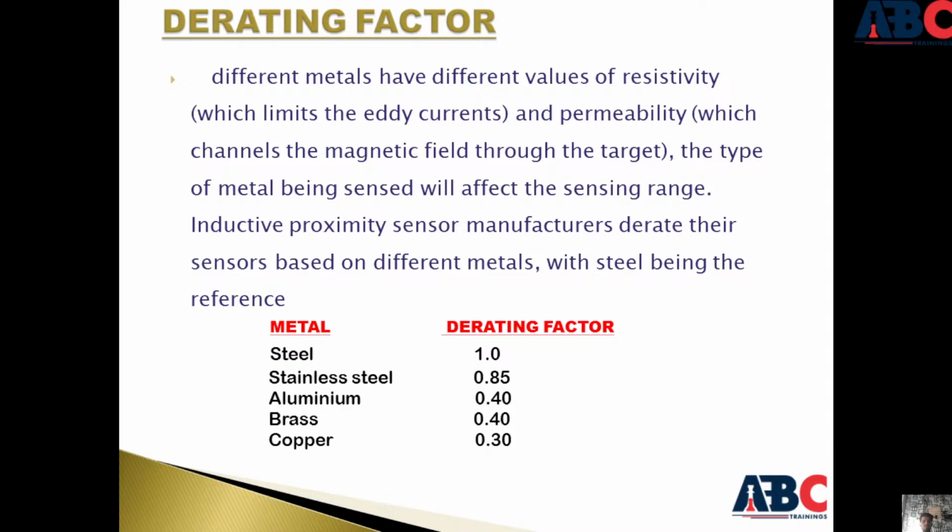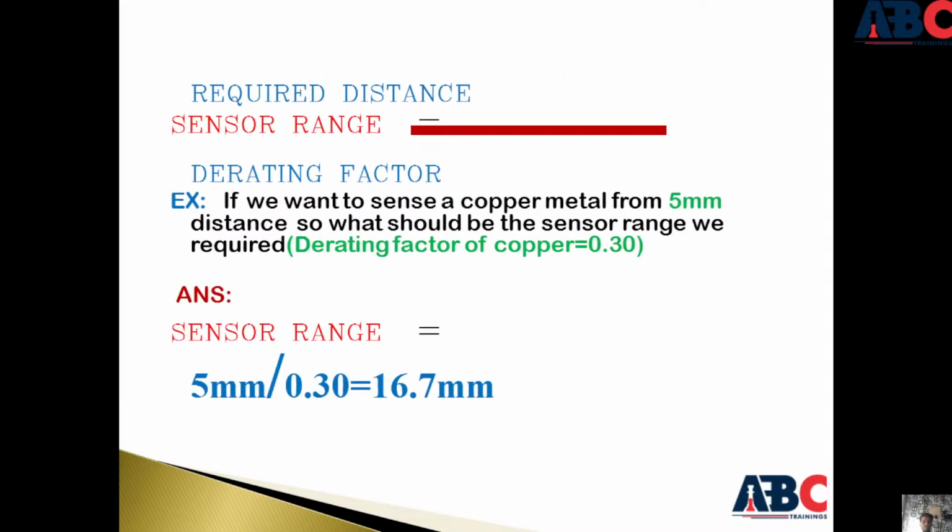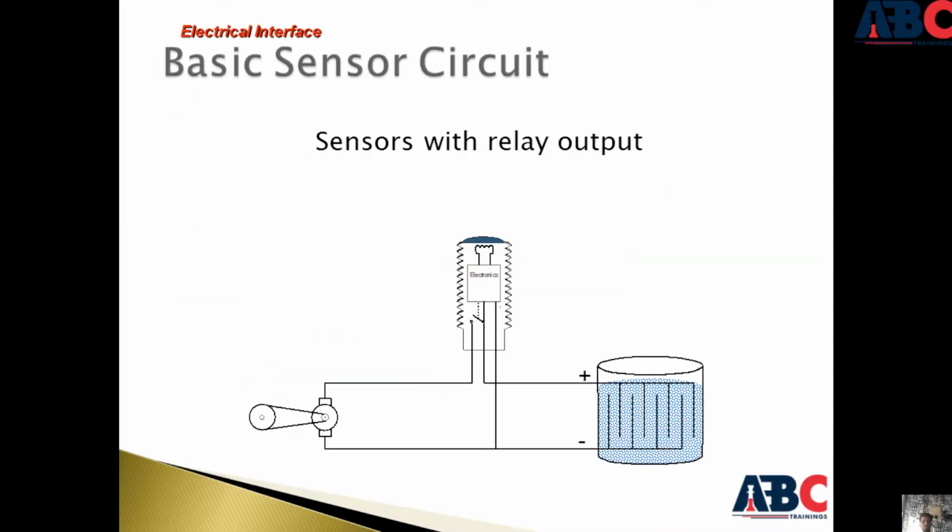Different metals have different values of resistivity, which limit the eddy currents, and permeability, which channels the magnetic field through the target. The type of metal being sensed will affect the sensing range. Inductive proximity sensor manufacturers derate their sensors based on the different metals, with steel being the reference. Derating factor example: if you want to sense a copper target from 5 distance, what sensor range is required? Sensing range is equal to 5 divided by 0.30, which is equal to 16.7.